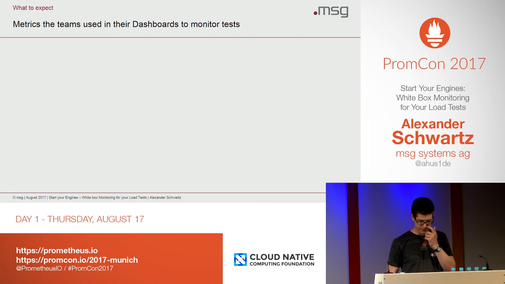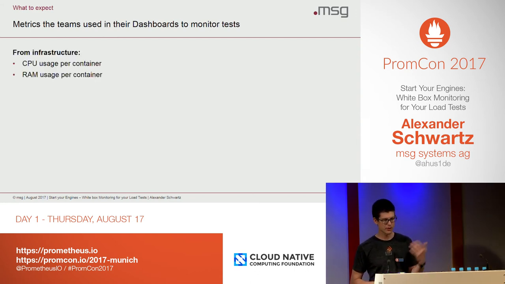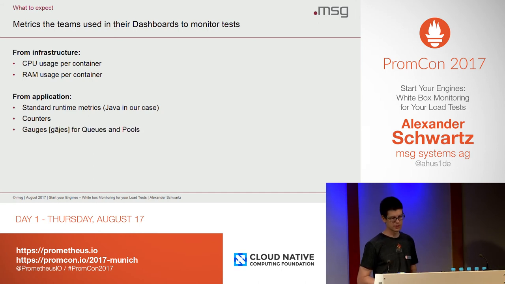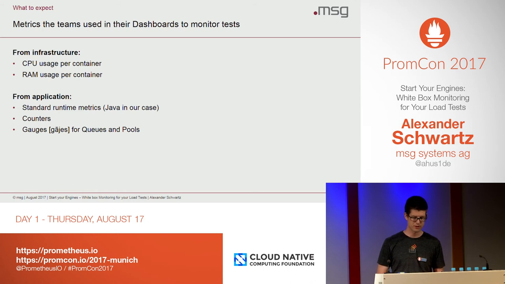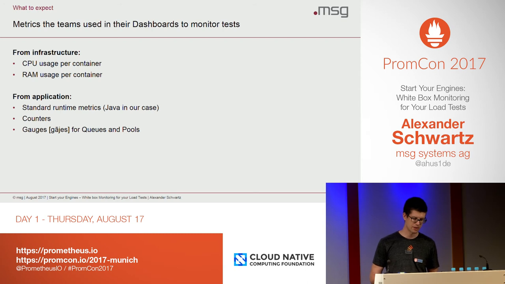But, well, what to expect? How did it actually work out, looking at it at the end of the project? So we're pulling all this information from the infrastructure, from the application. People were using counters quite a bit, or also gauges, but that's a difficult word for a German, sorry. For queues and pools, we'll be looking at database connection pools, if they're filling up or not, the Tomcat connector pools, all the things that you find in a load test that might just fail or actually failed up until the point where you tune them.